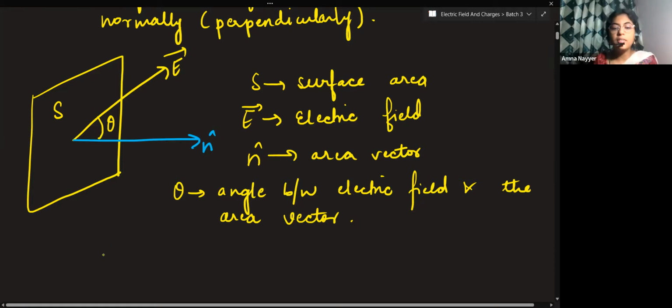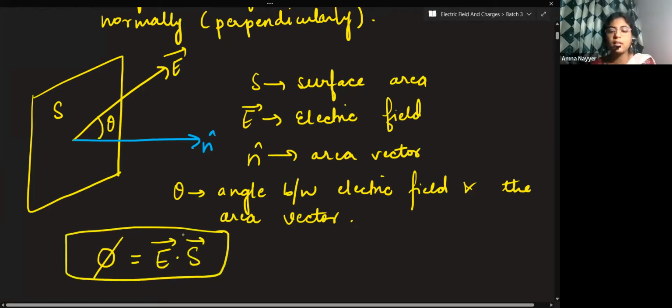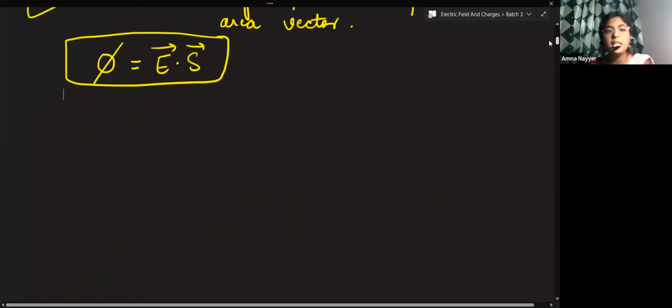So how is the flux given? Flux is given by dot product of electric field and surface area. This is your electric flux. This S is the surface area, E is the electric field. This was a plane surface given. Now, dot product, how do we write? If anybody has forgotten, take the magnitude of the first vector, take the magnitude of second vector, and write cos theta to it.